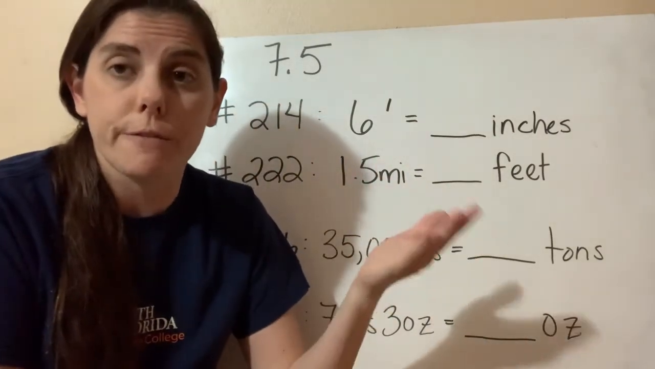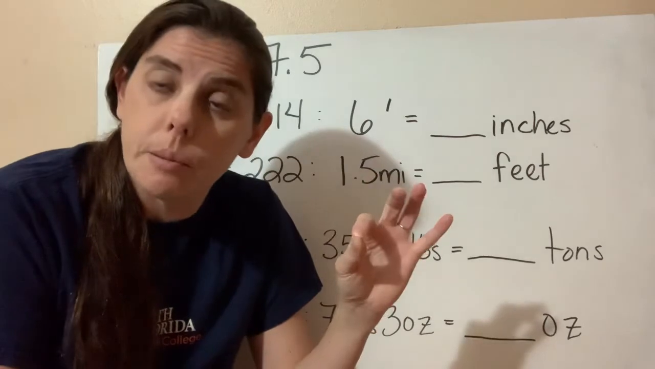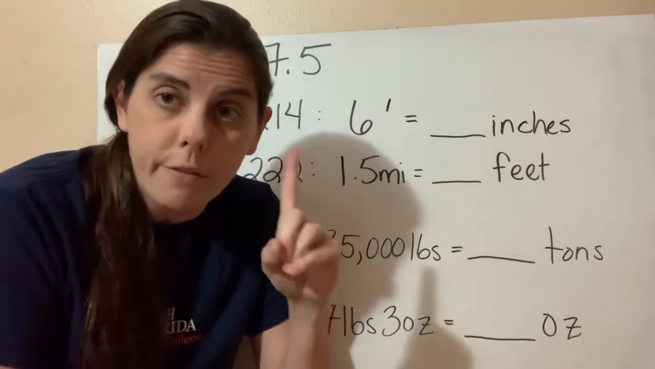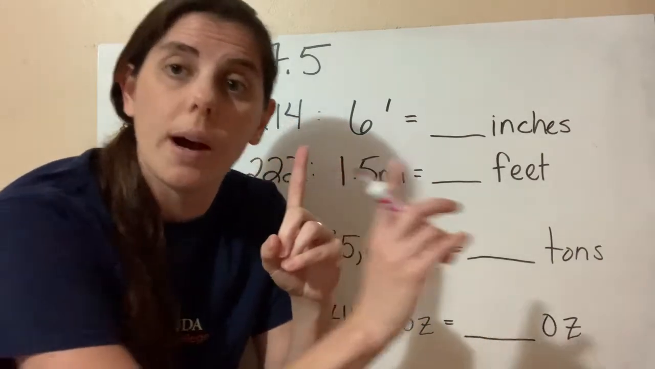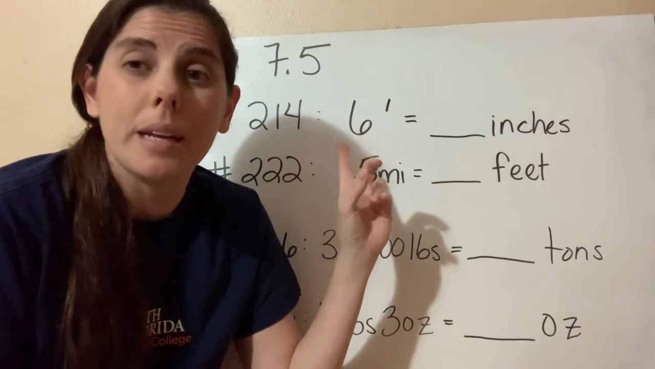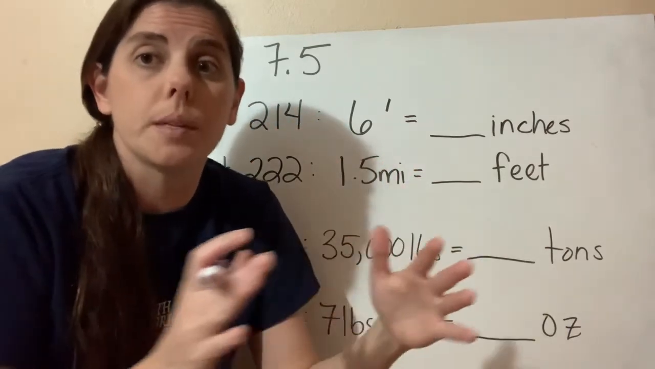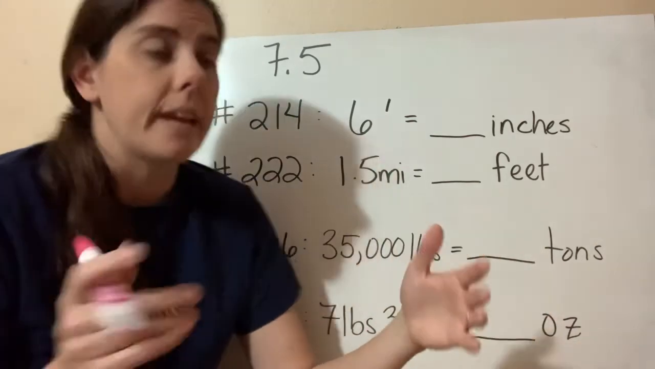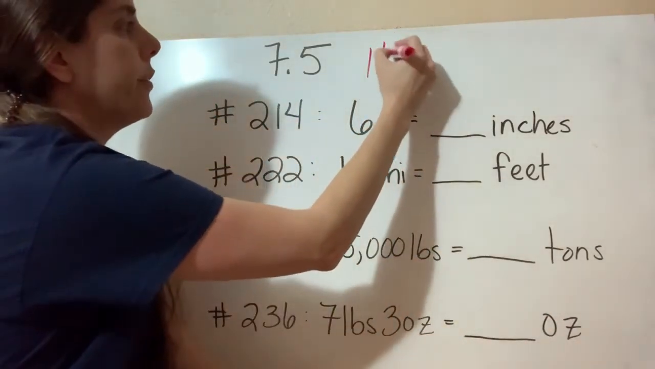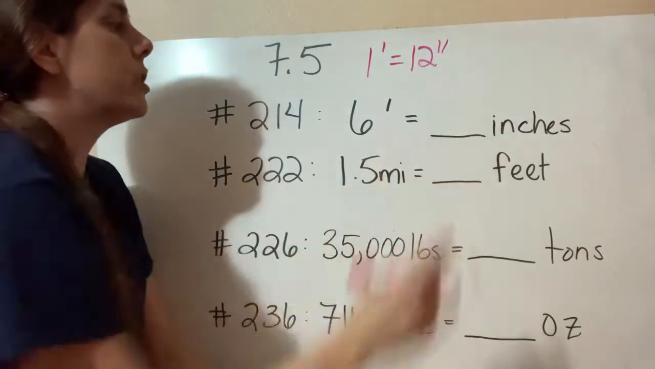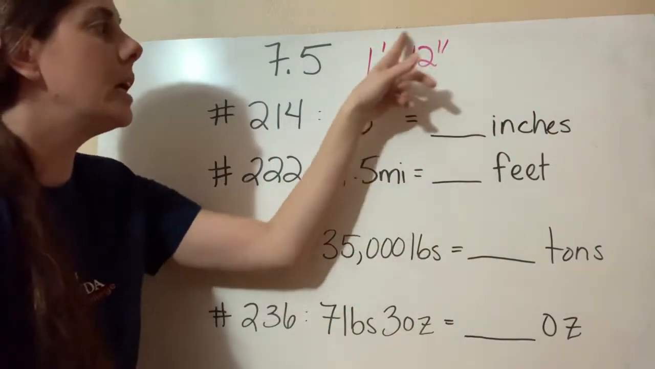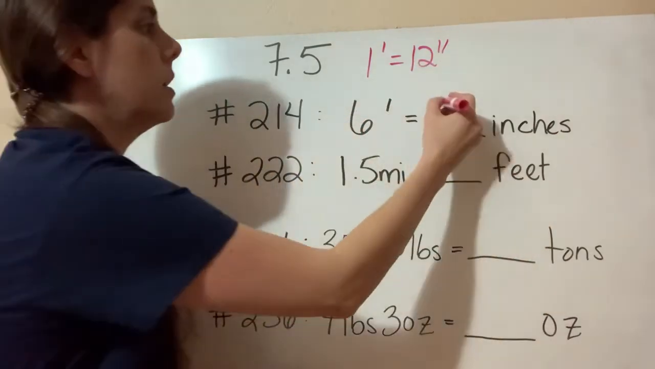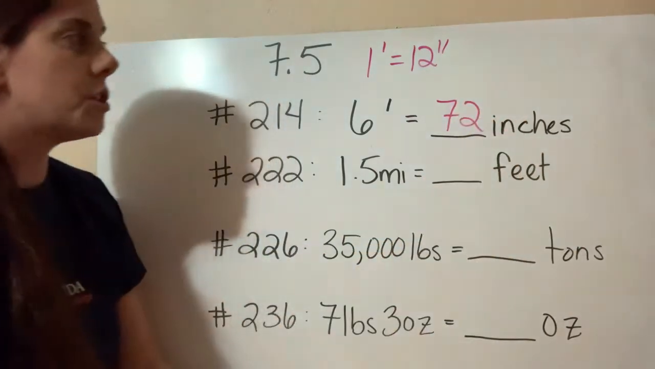In order to convert feet to inches, we need to know the unit conversion, and that is that for every 1 foot, there are 12 inches. So if somebody is 6 feet tall or a table is 6 feet long, how long is it in inches? Well, we're going to take that unit conversion. 1 foot equals 12 inches, and we multiply how many inches are in each foot. So 12 times 6 equals 72 inches.